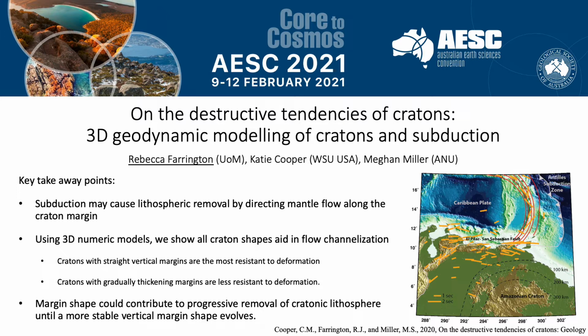So some key takeaways that I will present towards the end are that subduction can cause lithospheric removal by directing mantle flow along the craton margin. And using 3D numerical models, we show all craton shapes aid in channelization of flow. However, straight margins are the most resistant to deformation, while gradually thickening margins are less resistant to deformation. So this margin shape can contribute to progressive removal of cratonic lithosphere until a more stable vertical shape evolves.